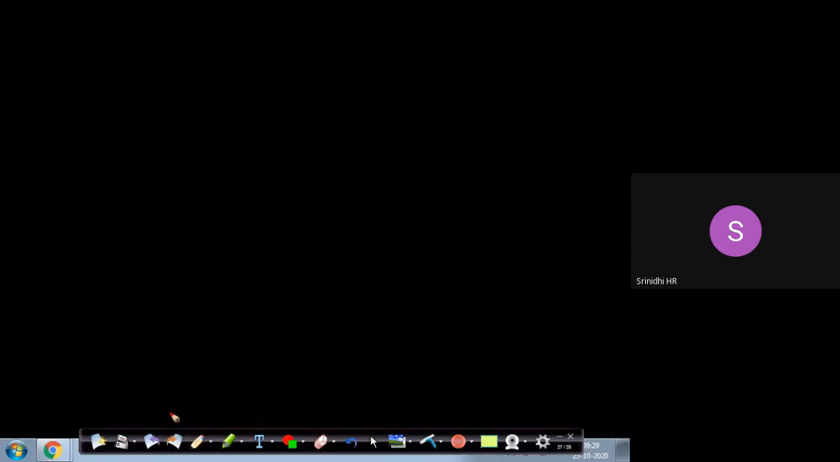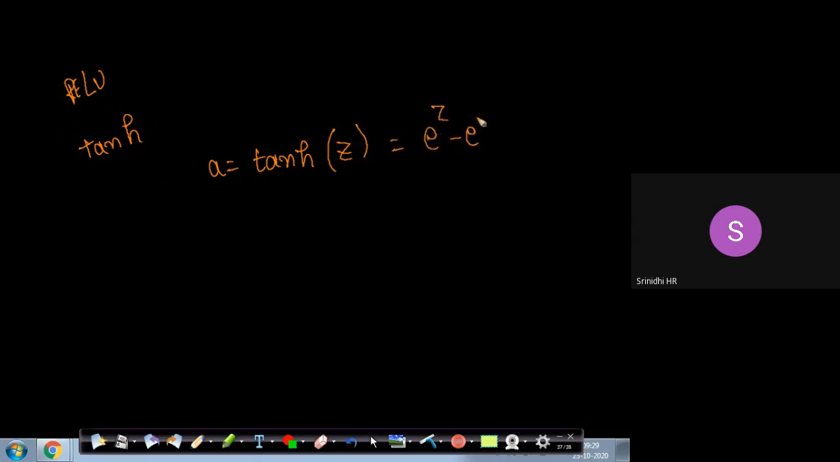So we also have another function. Apart from the sigmoid function, we have functions like ReLU. ReLU activation function, and also you have the tanh activation function. For example, the tanh activation function has the formula A is equal to tanh of Z, that is equal to e power z minus e power minus z divided by e power z plus e power minus z. So this is the tanh formula.